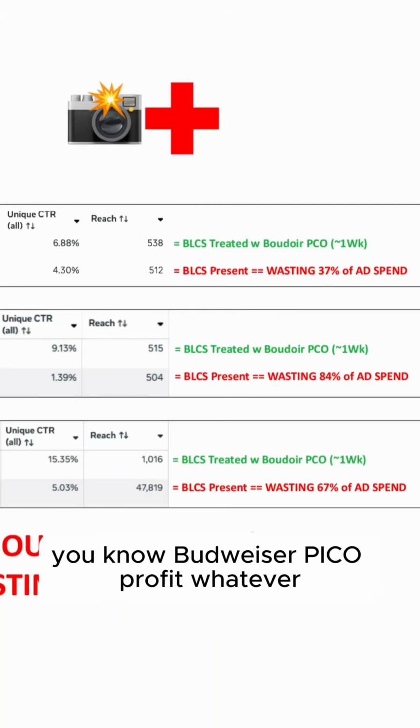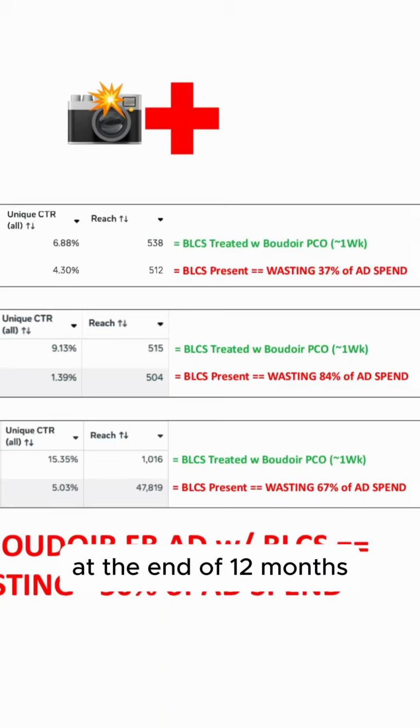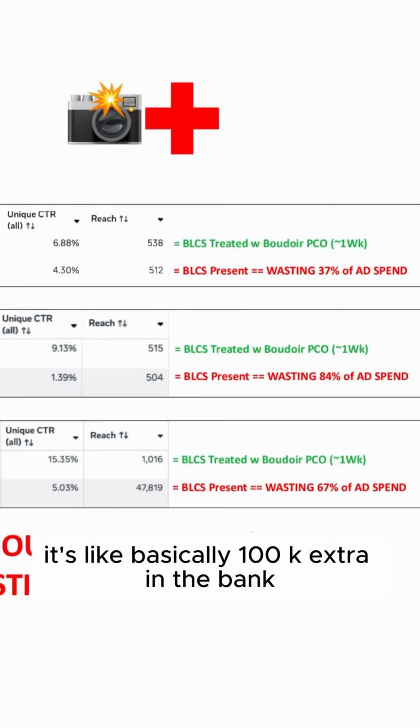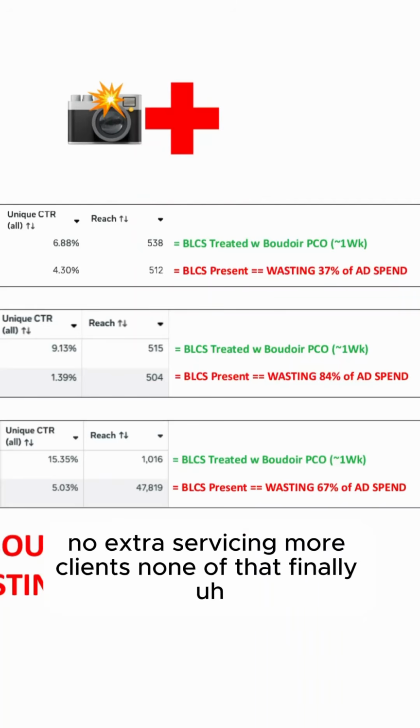Basically a phantom profit, Boudoir Pico profit, whatever. And at the end of 12 months, it's basically 100K extra in the bank. No extra work, no extra effort, no extra servicing, more clients, none of that.